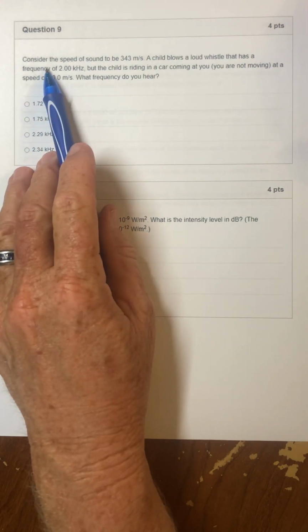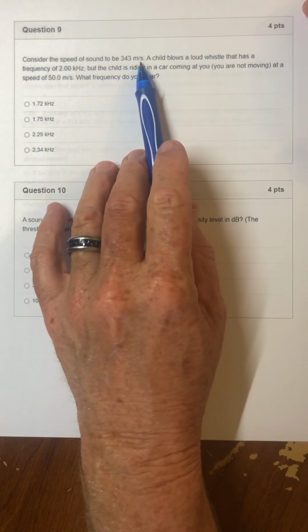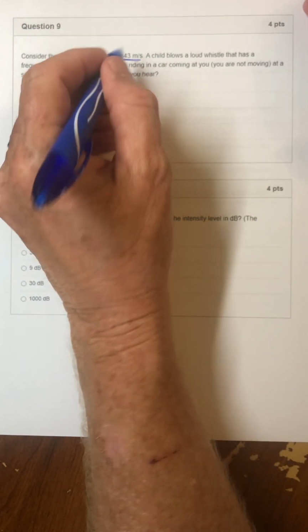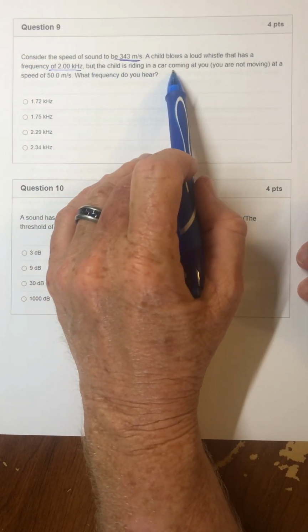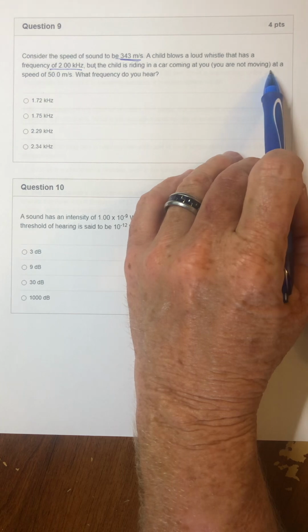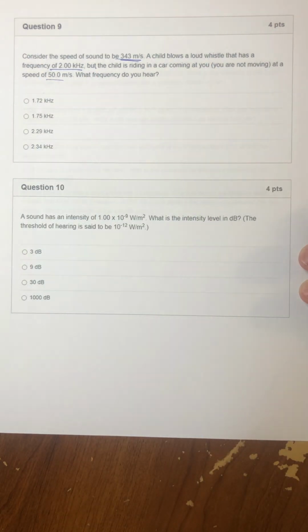Okay, let's see. Consider the speed of sound to be 343, so that's kind of the standard speed of sound in air at room temperature. A child blows a loud whistle that has a frequency of 2 kilohertz, but the child's riding in a car that's coming towards you, and you are not moving, at a speed of 50 meters per second. What frequency do you hear?